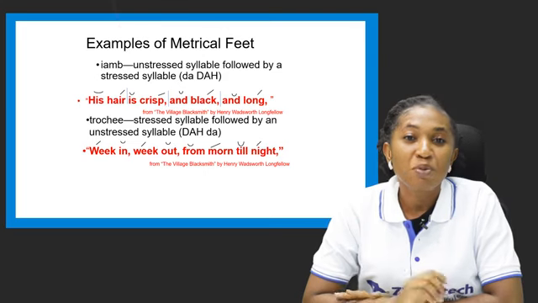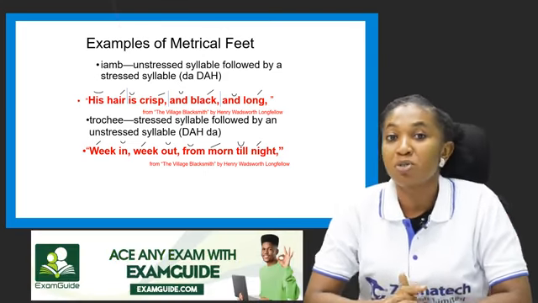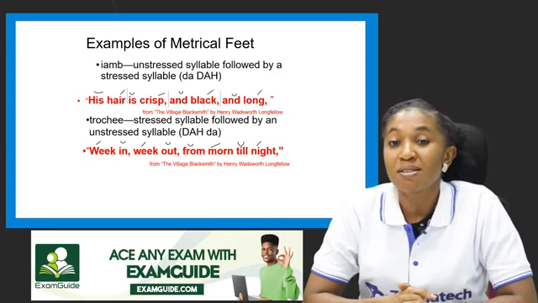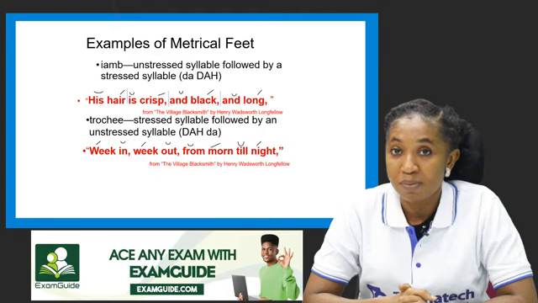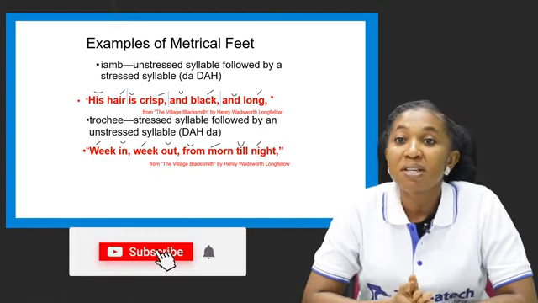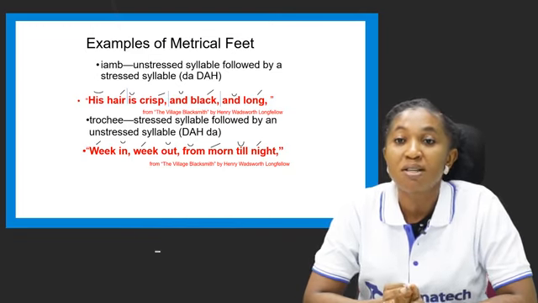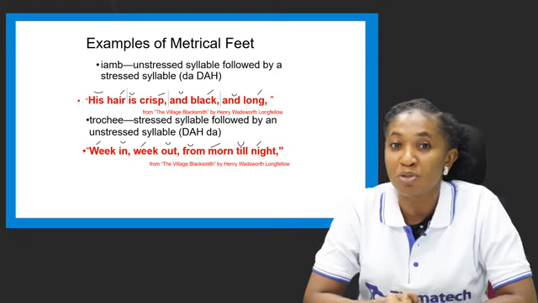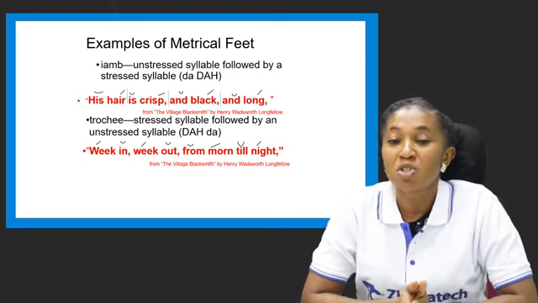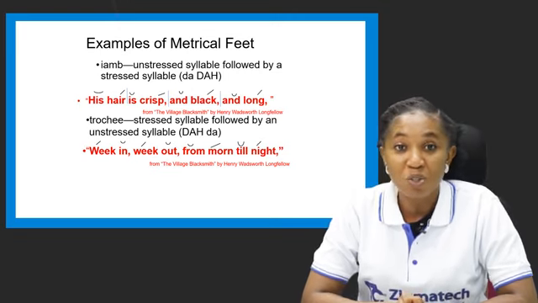Now let's look at the types of metrical feet. There are different types of metrical feet in poetry. The first one is called iamb. What do we mean by iamb? An iamb is simply an unstressed syllable followed by a stressed syllable in a line of poetry. So it goes this way.